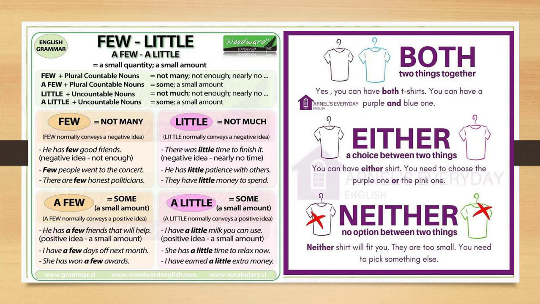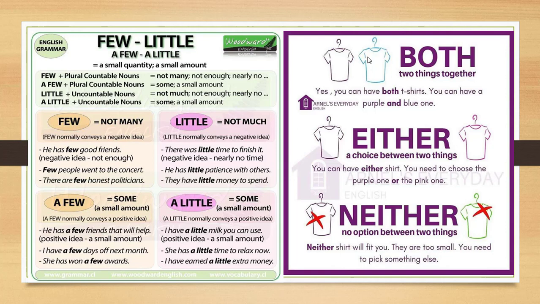And few and little. A few, a little. A few, a little, or few, little means a small quantity, a small amount. Few comes with plural countable nouns. A few comes with plural countable nouns, and it means some, a small amount. Little comes with uncountable nouns and means not much, not enough, nearly no. And a little comes with uncountable nouns and means some, a small amount.